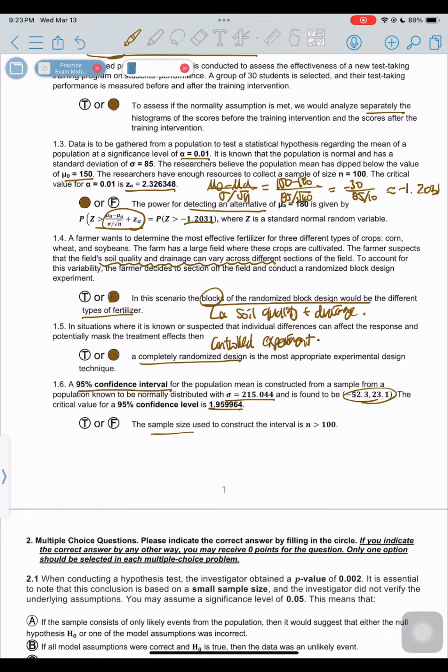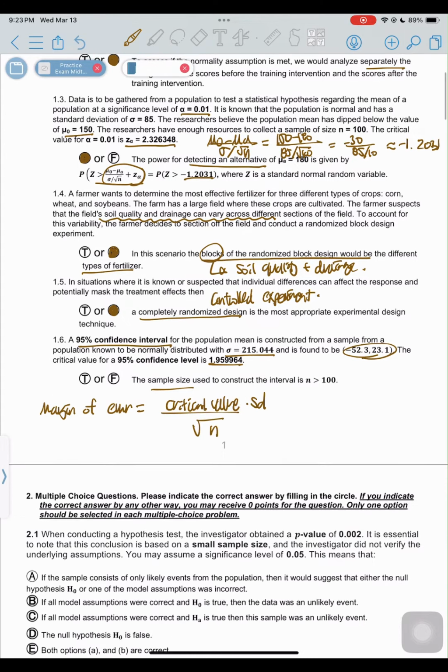So if you remember, your margin of error is critical value times standard deviation divided by square root of n, right? And this value is equal to half of the width of the confidence interval, right? So 23.1 minus negative 52.3, which is why it becomes plus 52.3. So if you calculate that, what do you get?